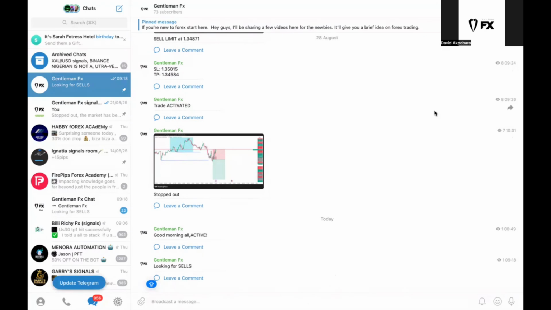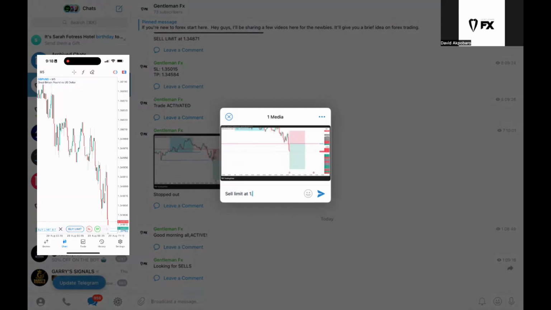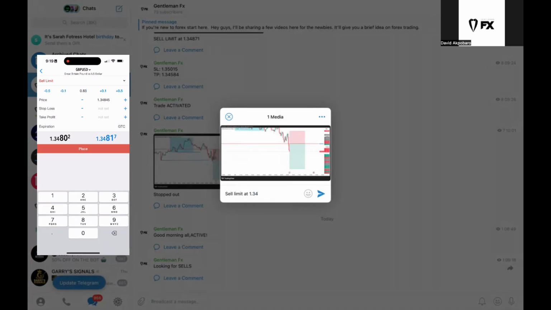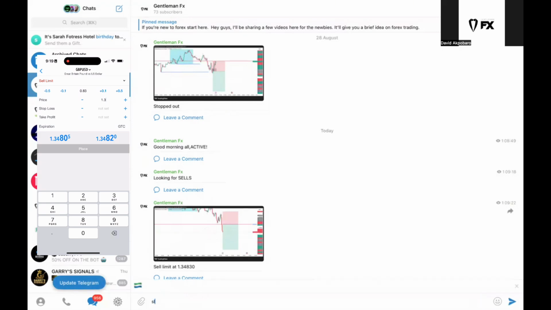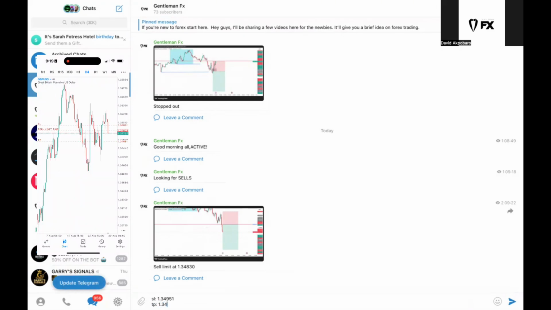I like to first of all put the picture so they can have an idea. So, limit at 1.34830, stop loss 1.34951, and TP 1.34591.